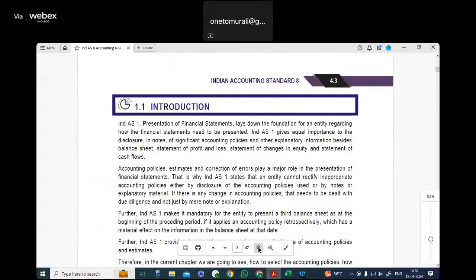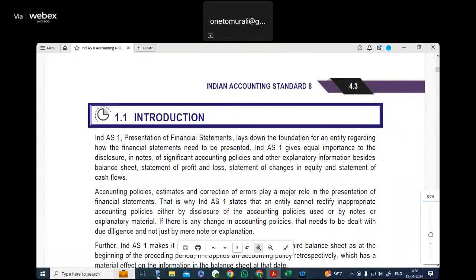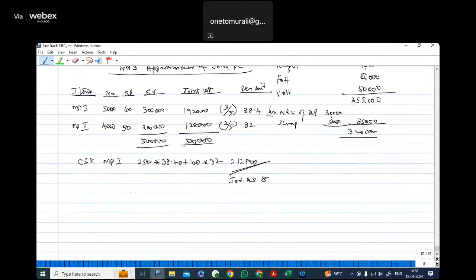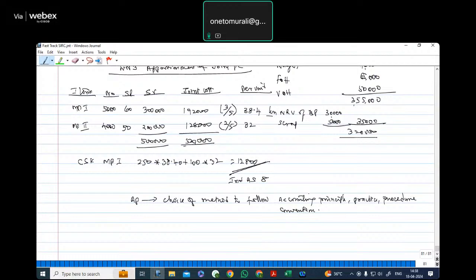Now, firstly, let us understand what is an accounting policy. Accounting policy is the choice of method to follow accounting principle, practice, procedure, and convention. So choice of method to follow accounting principle, practice, procedure, convention, we take up as accounting policy.